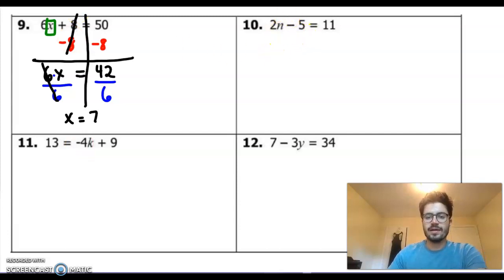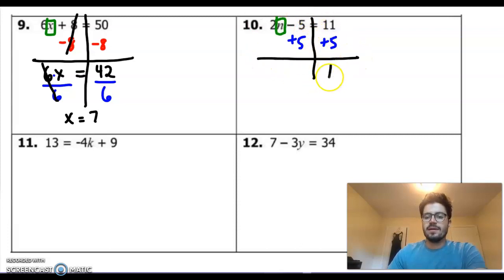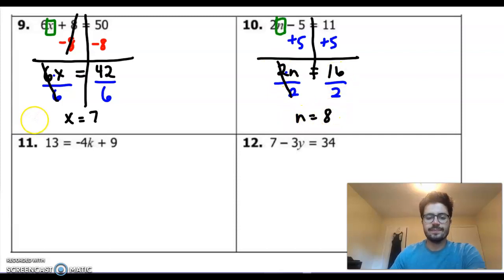Let's see here. I want to get the n by itself. I have to get rid of the minus 5 and the 2. Well, first I'm going to add 5. That's 16. And then I have the 2n. Okay, I'm multiplying, right? This is multiplication, so I'll divide to get the n by itself. 16 divided by 2 is 8.